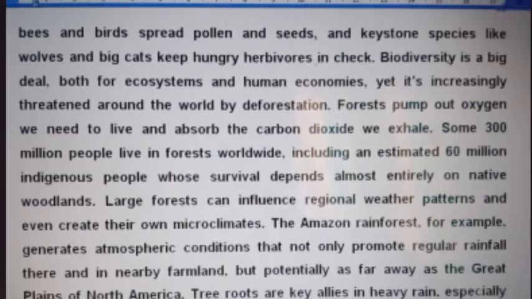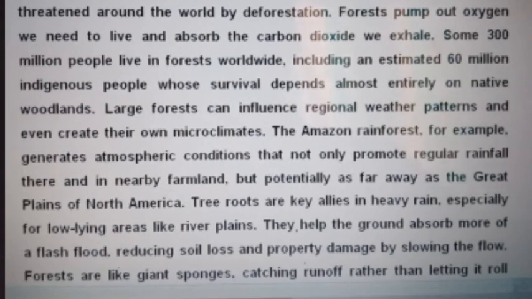Forests pump out oxygen we need to live and absorb the carbon dioxide we exhale. Some 300 million people live in forests worldwide, including an estimated 60 million indigenous people whose survival depends almost entirely on native woodlands. Large forests can influence regional weather patterns and can even create their own microclimates. The Amazon rainforest, for example, generates atmospheric conditions that not only promote regular rainfall there and in nearby farmland, but potentially as far away as the Great Plains of North America.